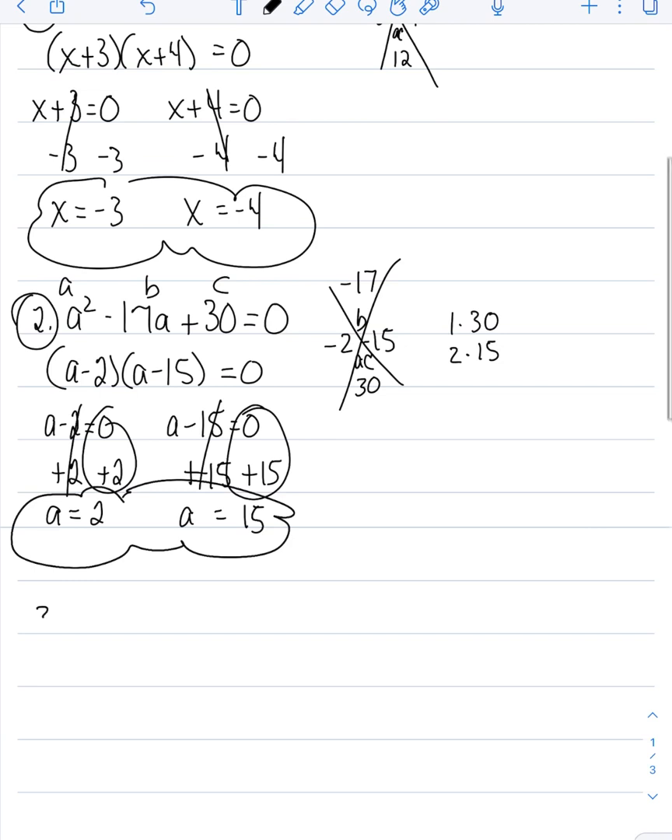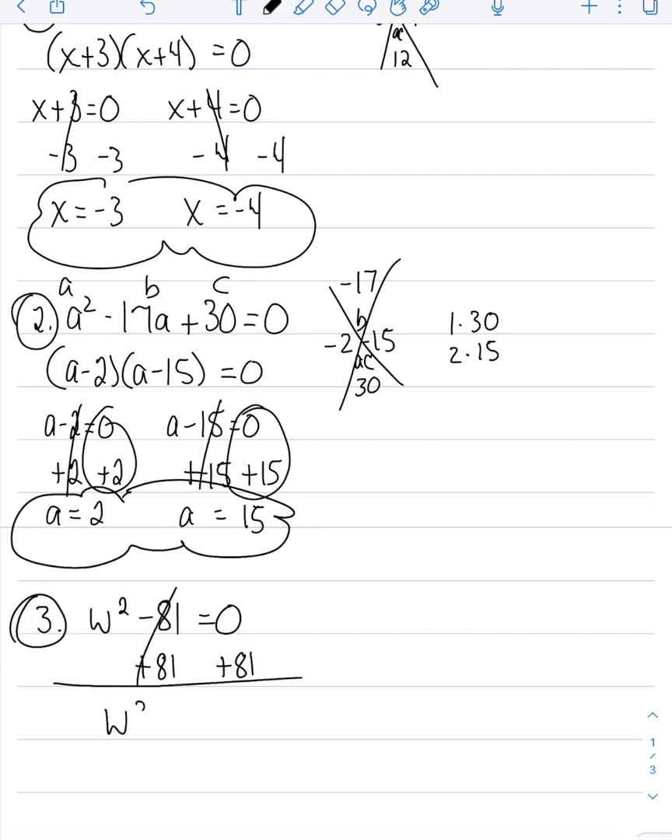Number 3, I have w squared minus 81. Remember, we want to set that up equal to 0. Looking at this one, the best strategy is going to be square roots. So I'm going to add 81 to both sides. And I get w squared equals 81.